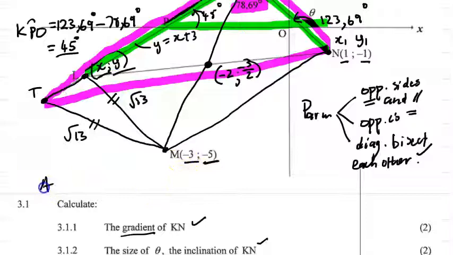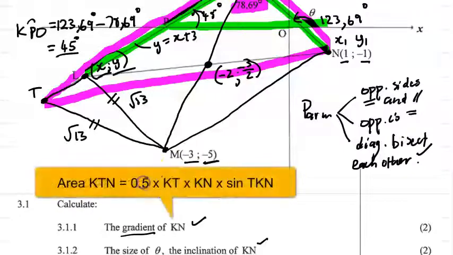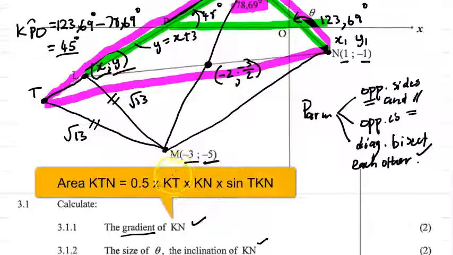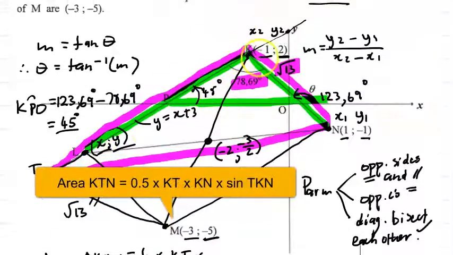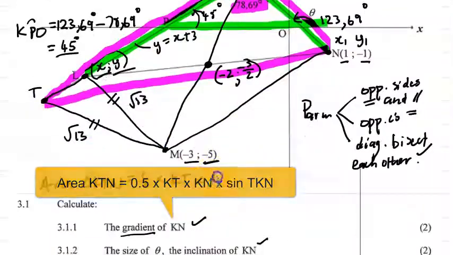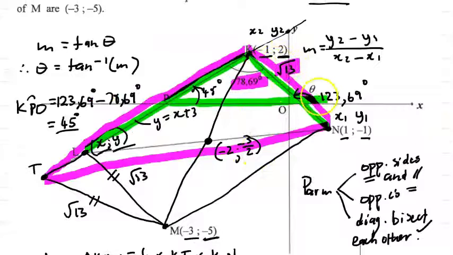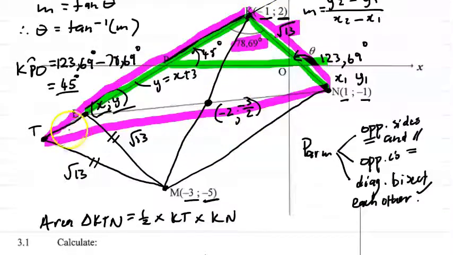What's the area rule? So we can now say that the area of triangle KTN is equal to half times KT times KN. We already know the length of KN. We just need to find the length of KT. Let's go look for the previous question if we've solved something with this regard.